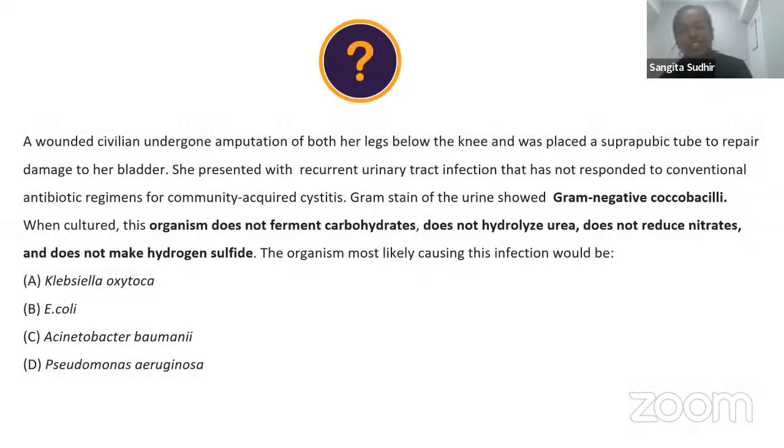Next question. A wounded civilian underwent amputation of both her legs below the knee and was placed on a suprapubic tube to repair damage to her bladder. She presented with recurrent UTI that has not responded to conventional antibiotic regimens for community-acquired cystitis. Gram stain of the urine showed gram-negative coccobacilli. When cultured, this organism does not ferment carbohydrates, so obviously a non-fermenter, does not hydrolyze urea, does not reduce nitrates, and does not make hydrogen sulfide. The organism most likely could be, please type in your answers.